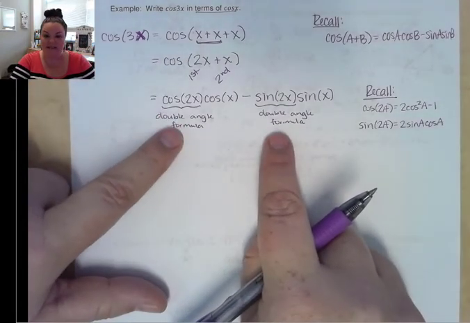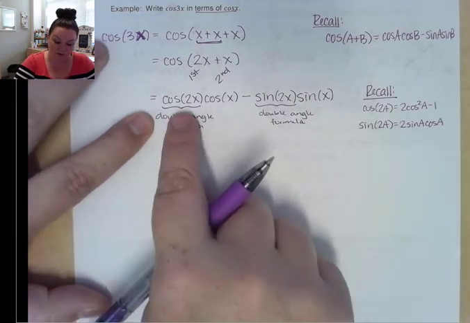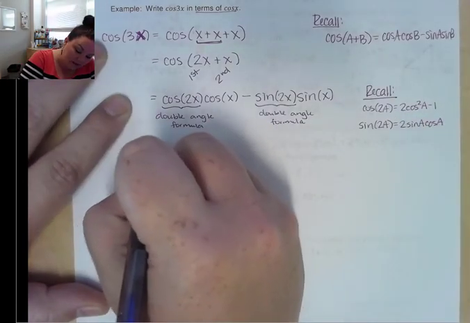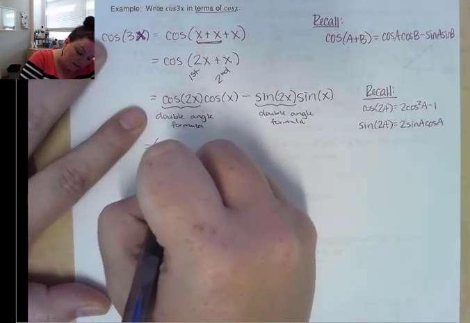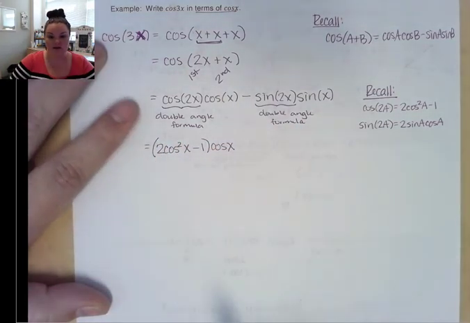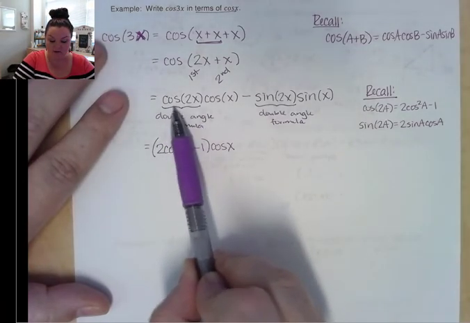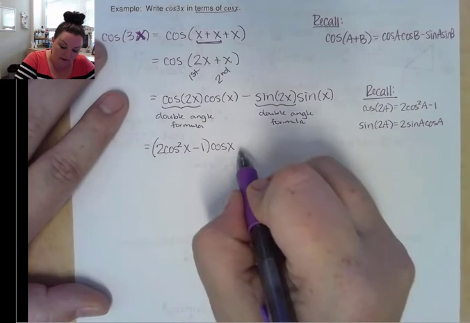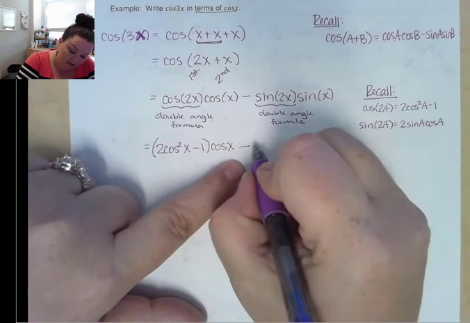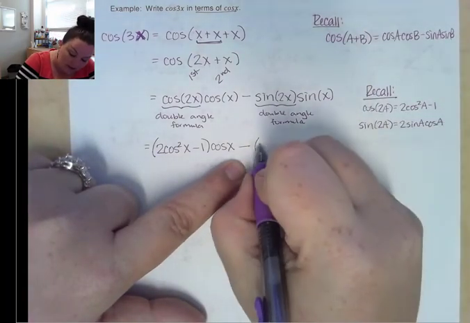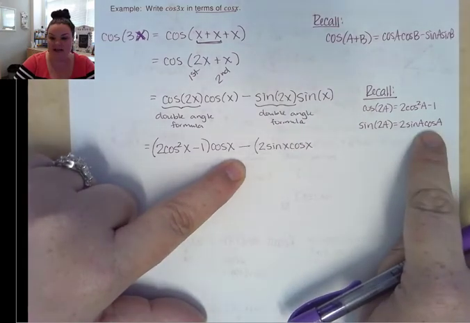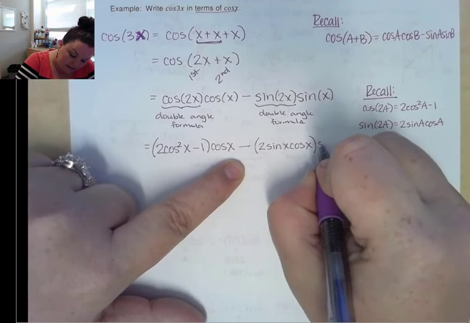So I'm just going to replace these two pieces. So cosine of 2x, using x's when I plug this in, is going to become 2 cosine squared x minus 1 times cosine x. Notice all I did is replace that double angle with its formula. I want to do the same thing on this one, so I'm going to put in the double angle for that one, which is 2 sine x cosine x, because we have x's, not a's here, times sine x.